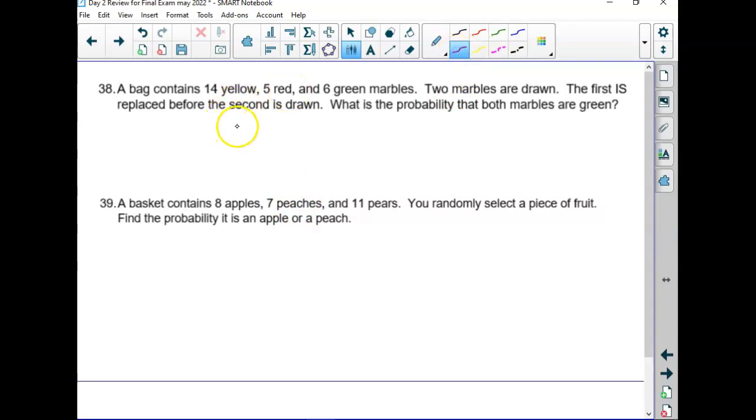All right, quick probabilities. This has a bunch of marbles. 14, 5, and 6 is 25, right? 2 marbles are drawn. The first is replaced before the second is drawn. So how many are always in that bucket or bag? 25. So what's the chance to get a green?